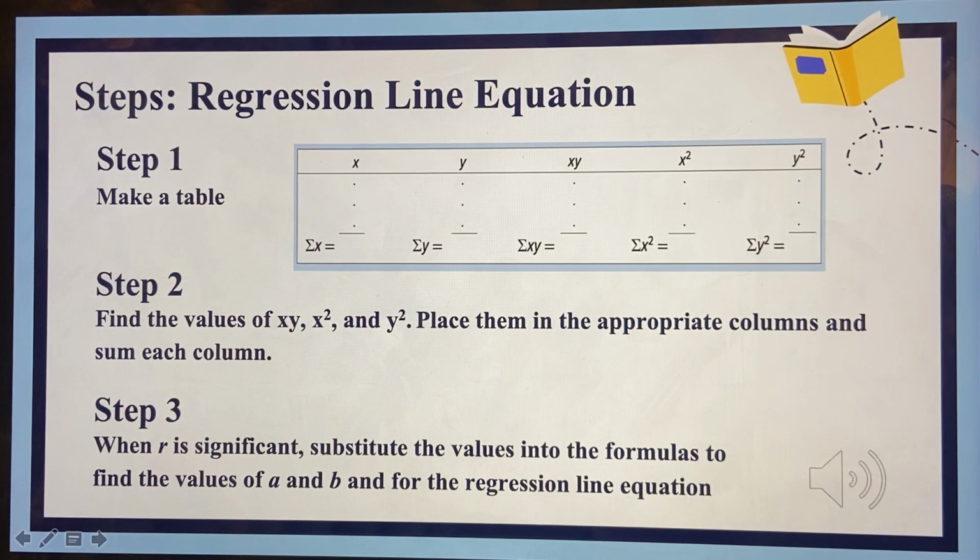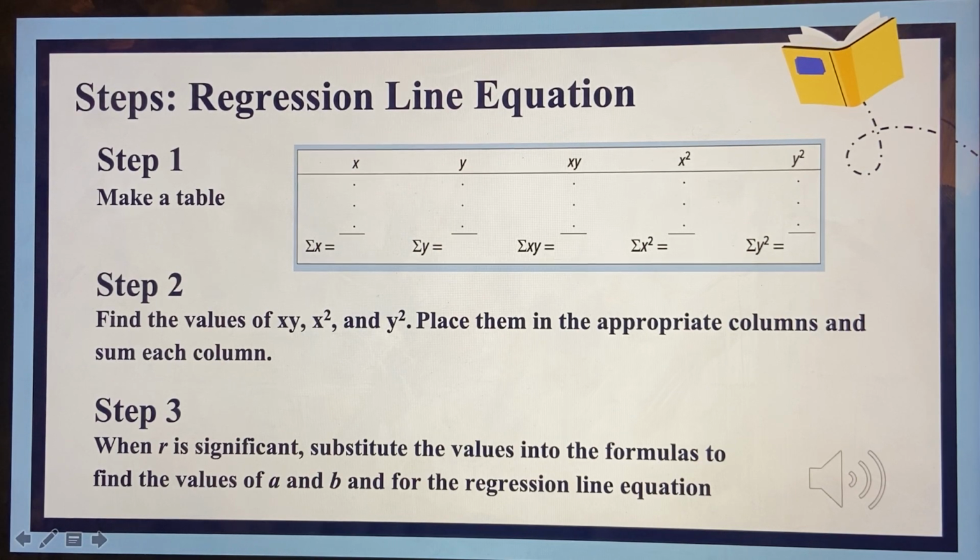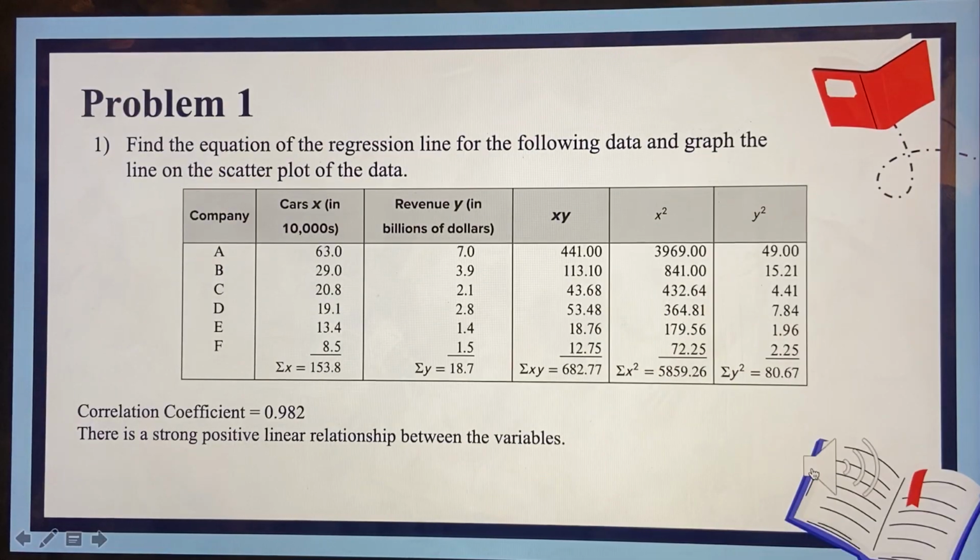First, you make a table and find the values of xy, x squared, and y squared. You put them in the appropriate columns and then find the sums. When r is significant, you substitute the values into the formulas to find the values of A and B for the regression line equation.